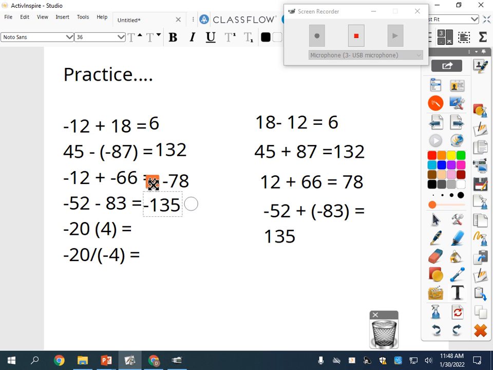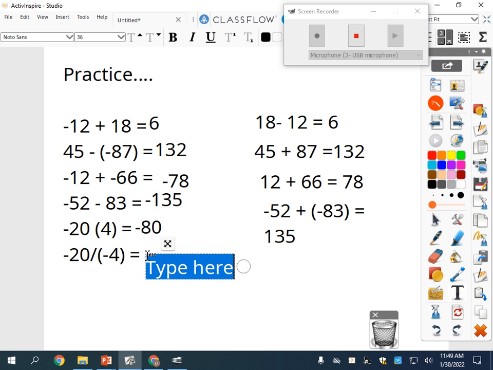Okay, this one, remember, there's several ways to show multiplication. Whenever you put a number next to another number but separated by parentheses, it's multiplication. So I'm multiplying these two. So I'm going to just multiply 20 times 4, which is 80. Then I'm going to go back and look at the sign. A negative times a positive is a negative.